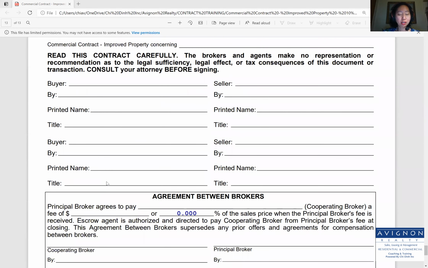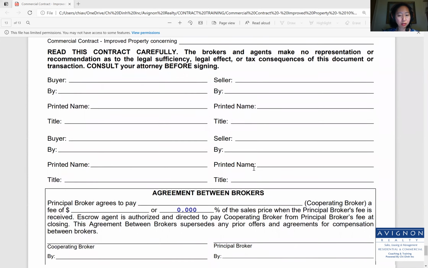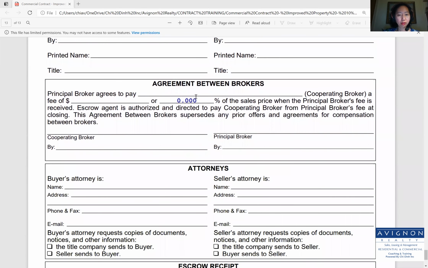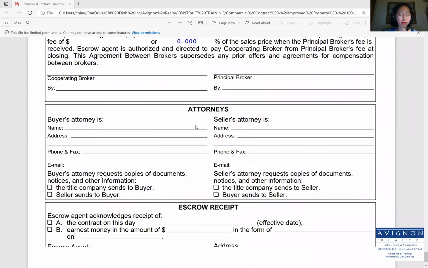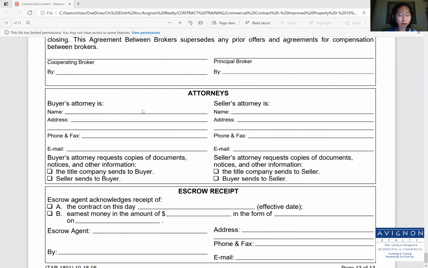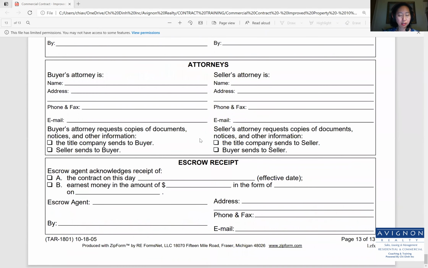Buyer information will go here. Buyer, sign, print. And seller information, seller's names, sign, print will go here, and also title. Agreement between brokers. So the broker will need to fill this out. Attorneys' information will go here for buyer and seller attorneys. And then the escrow receipt needs to be completed here.